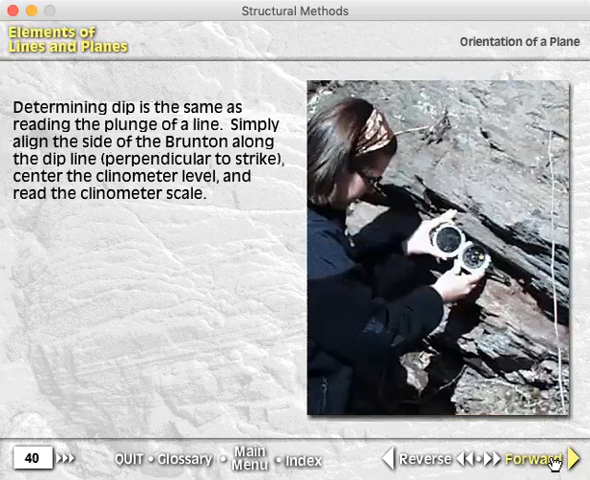Determining dip is the same as reading the plunge of a line. Simply align the side of the Brunton along the dip line, perpendicular to strike. Center the clinometer level and read the clinometer scale. Again, this geologist is demonstrating the right-hand rule. They're looking in the direction of strike. The bed is dipping to their right.